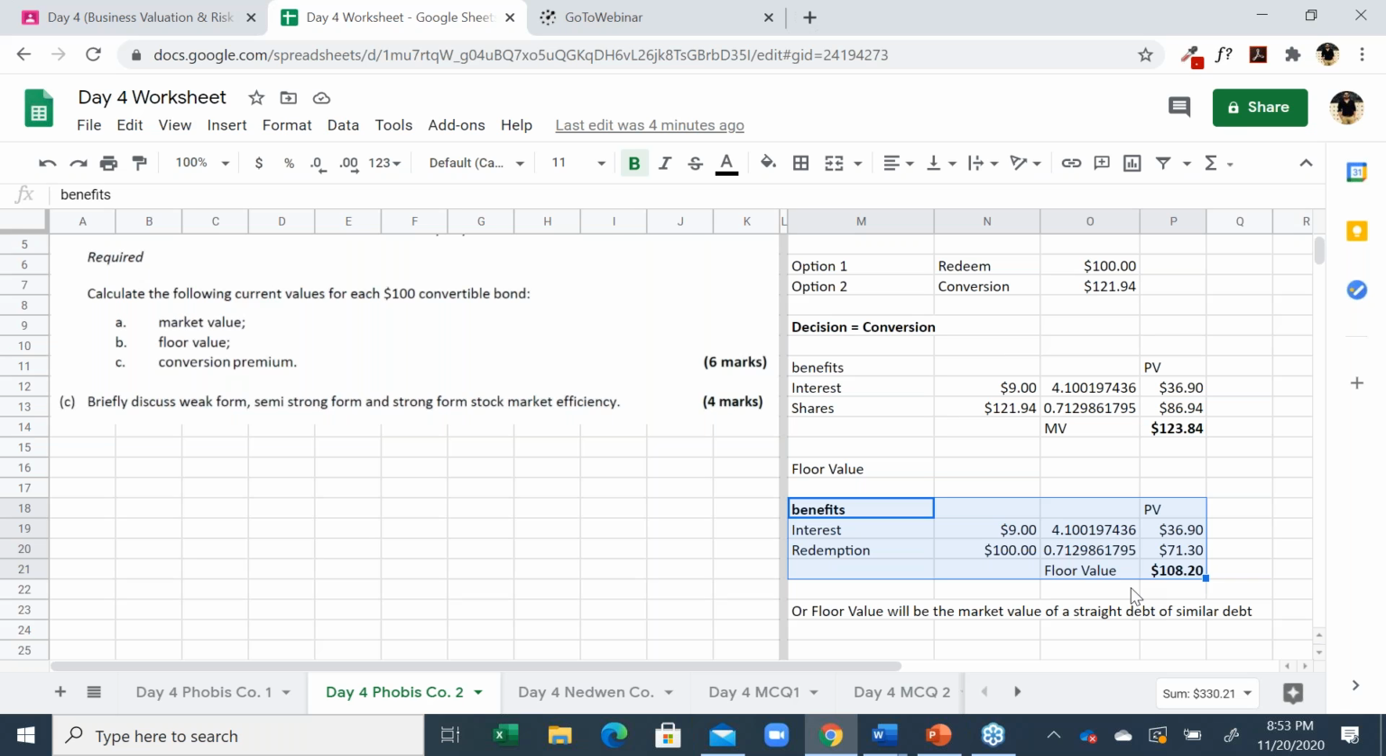Hamza, if the conversion option is lower than the redemption option, the company will go for redemption option. And in that case, both market values and floor values will be same.